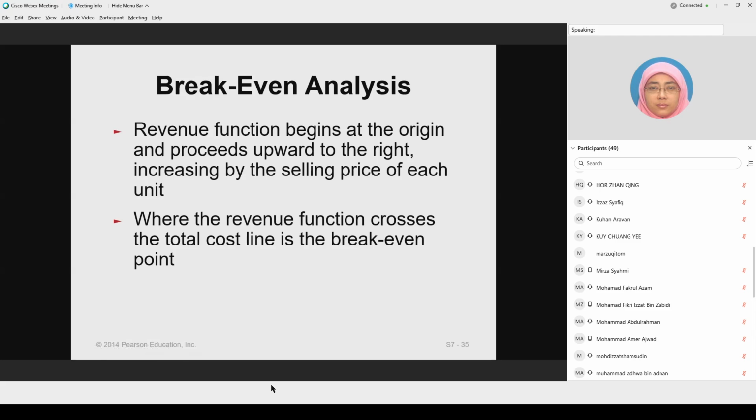So what is the revenue? Revenue is the selling price. Or in other words, revenue function begins at the origin and proceed upward to the right, increasing by the selling price of each unit. So later we will draw the diagram for break-even analysis. So where the revenue function cross the total cost line is the break-even point. So we have revenue, we have total cost, which is fixed cost plus variable cost. So the cross of the line, we call it as break-even point.